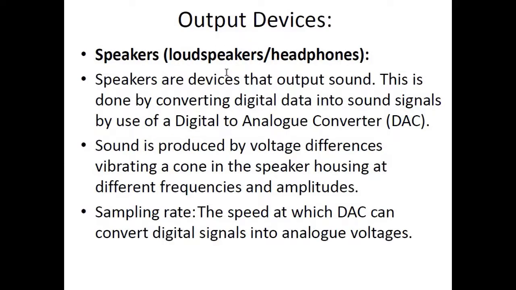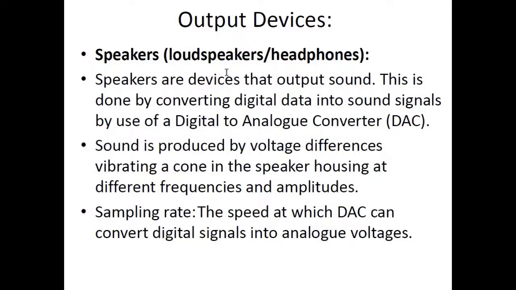Next we have speakers, loudspeakers, headphones, or whatever type of speakers you can think of. These are the devices that output sound. This is done by converting digital data into sound signals by use of a DAC, digital to analog converter. Sound is produced by voltage differences vibrating a cone in the speaker housing at different frequencies and amplitudes. Basically, speakers are the exact opposite of a microphone.